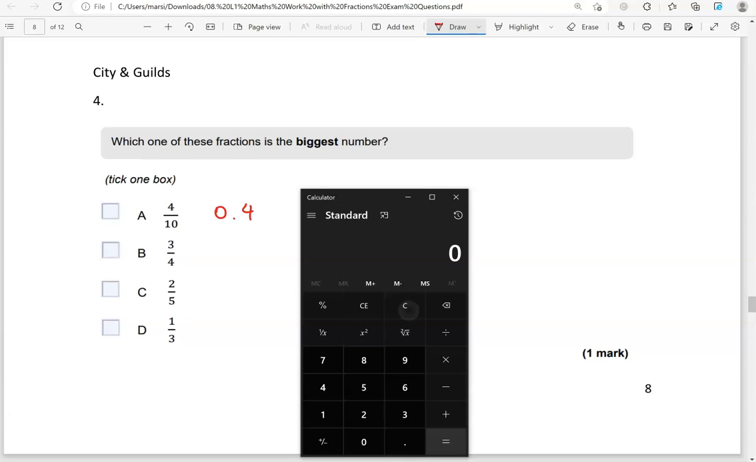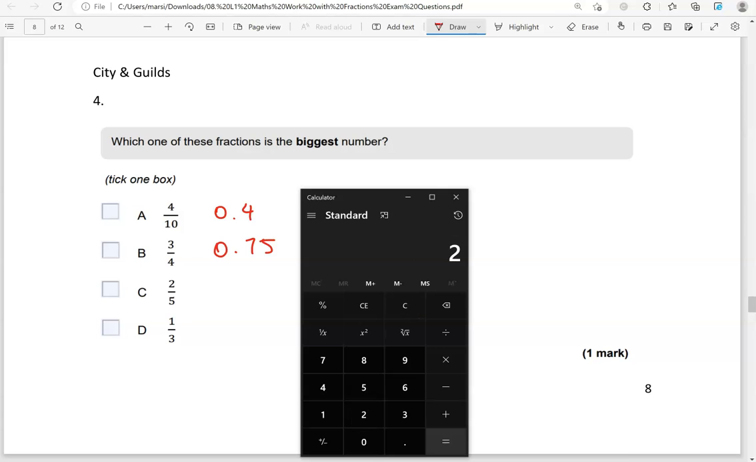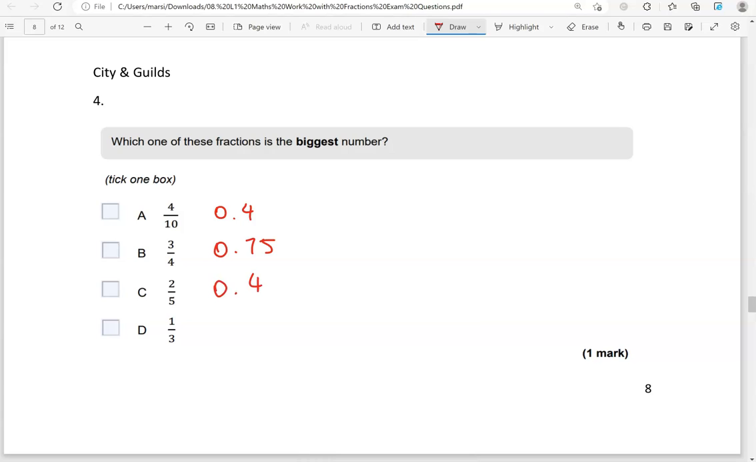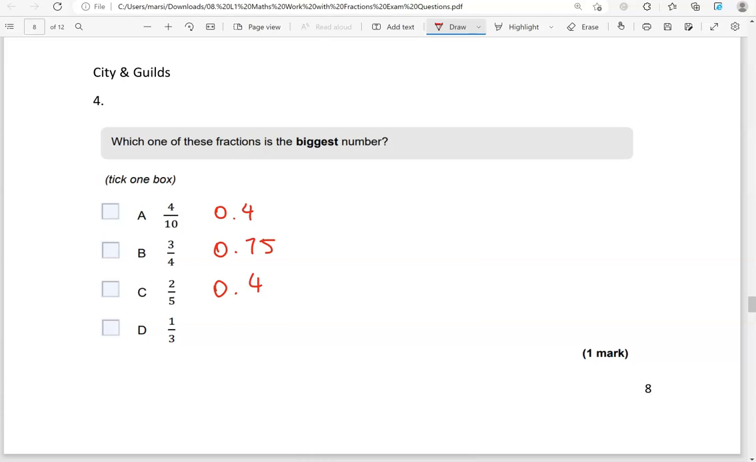3 quarters, that is 3 divided by 4, which is 0.75. 2 fifths, 2 divided by 5, which is 0.4. And 1/3, that is 1 divided by 3, which is 0.333. Which one is the biggest? That is 0.75, which is 3 quarters.